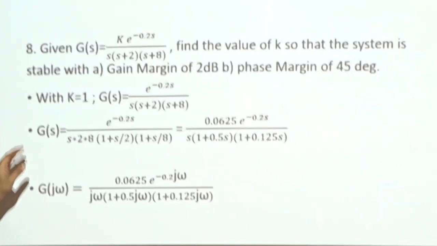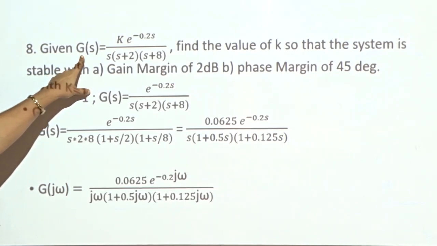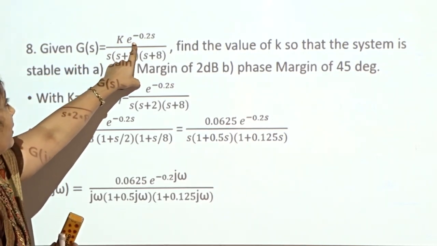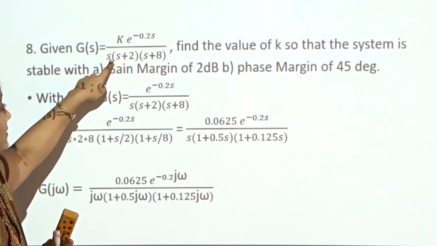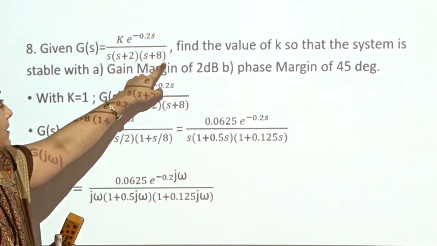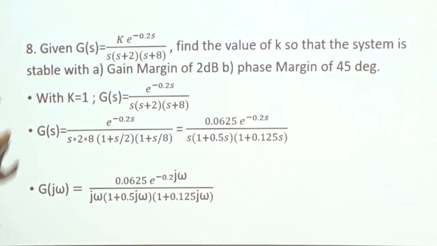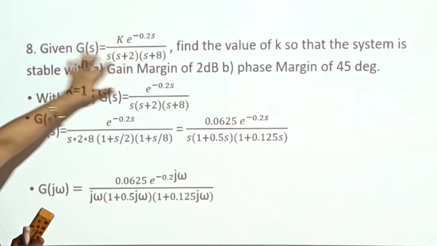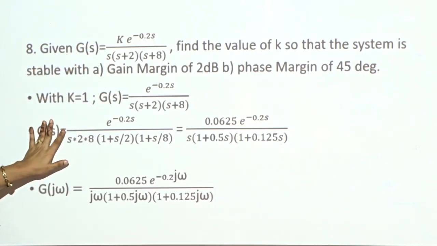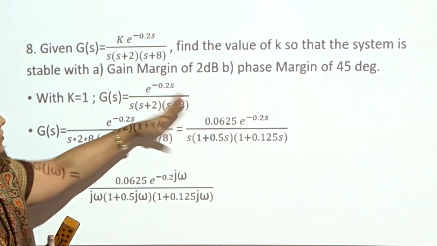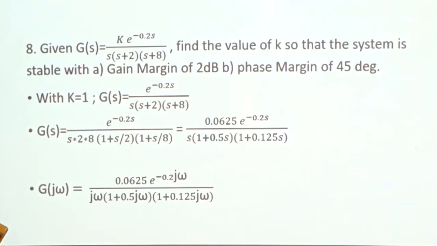Now continuing with the 8th problem, the next equation given is G(s) = K e^(-0.2s) / (s(s+2)(s+3)). Here H(s) is anyway equal to 1. So G(s)H(s) is G(s) into H(s), which is this equation itself. If H(s) is not given, we assume it to be 1, and G(s)H(s) will be the same as the G(s) equation.